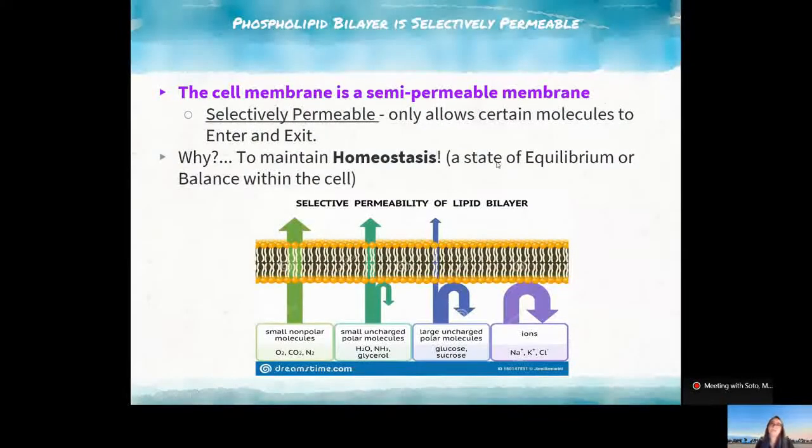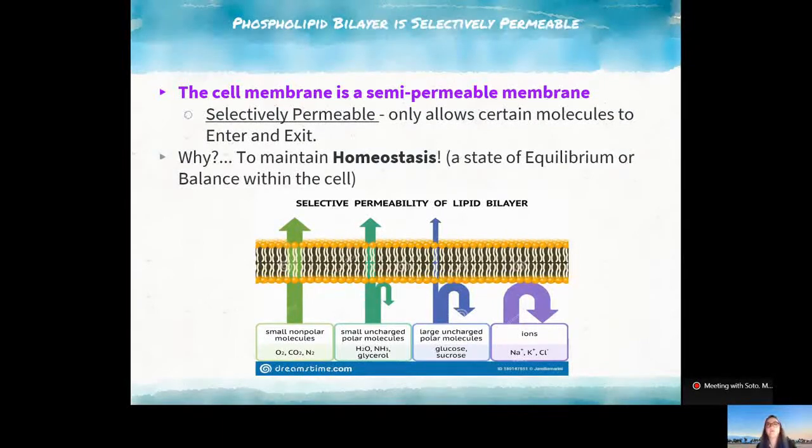Now, our cell membrane is called a semi-permeable membrane. That means only certain things are allowed to go through. Semi, if you remember from your prefixes, means kind of. And so semi-permeable, it's kind of permeable. So some things can go in and out and others can't.